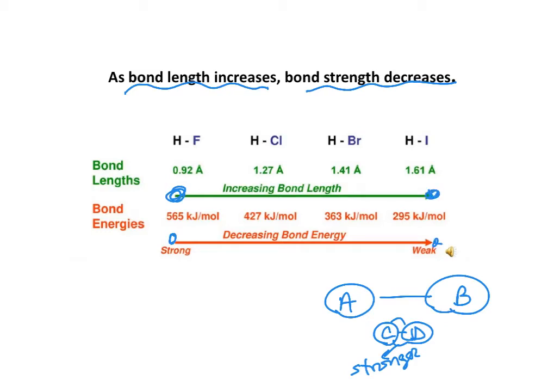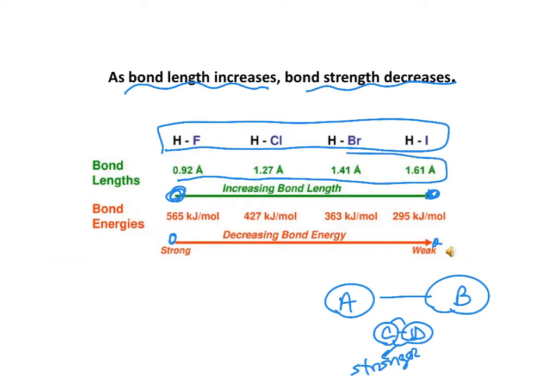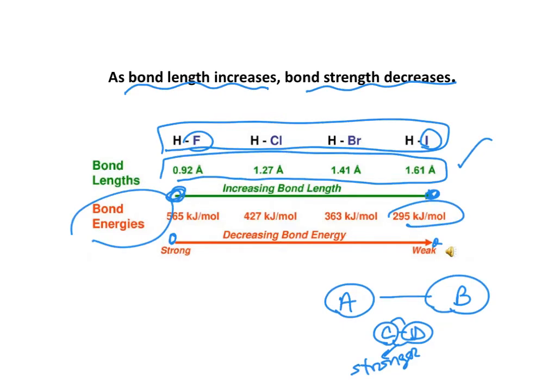Now, it's not just any random bond. You want to compare similar bonds. For example, this series up here between a hydrogen atom and a halogen, so you're not changing both atoms at once. You can see that there's a clear trend here that as the bond length gets longer, and remember, why does it get longer? It's because the halogen, the iodine, is much larger than the fluorine, so they can't get as close together, and the attraction is weaker. So as the bond length gets longer, the bond energy gets weaker, less.